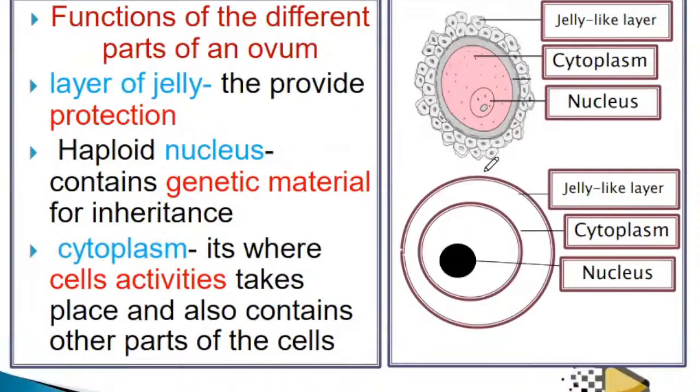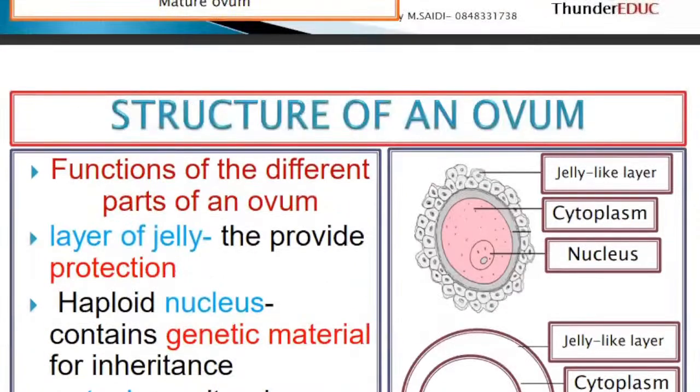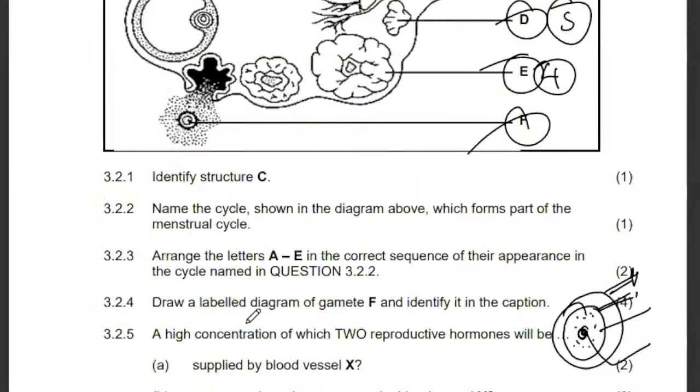And then you give it a name, the structure of a mature ovum, because we are looking at an ovum which is mature. Even this is still an ovum, but it's not yet mature.